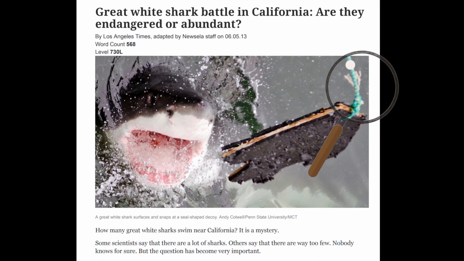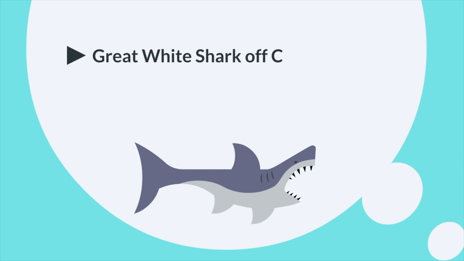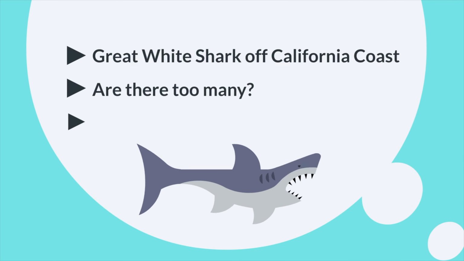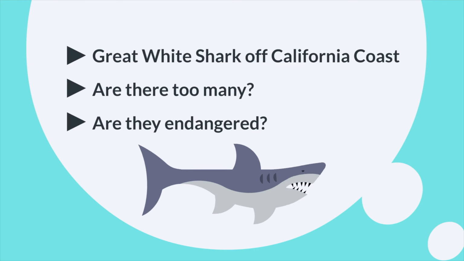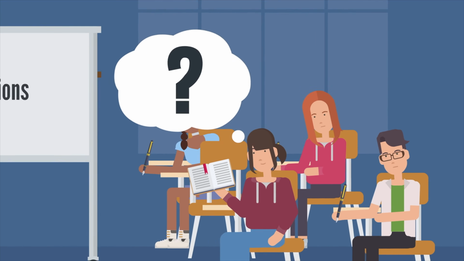Now, back to predictions. We want to read the title, look at the picture, and the mini subtitles. Here is my prediction. I think this article will talk about great white sharks that live off the coast of California. We will learn if there's too many or if they're endangered. Now as I read, I'm looking for clues as a detective.